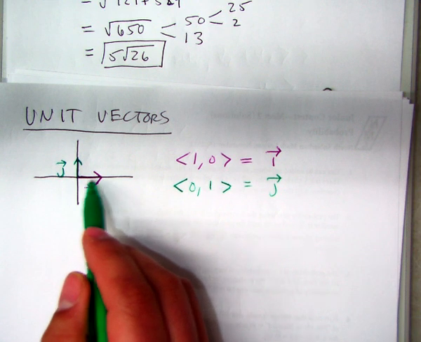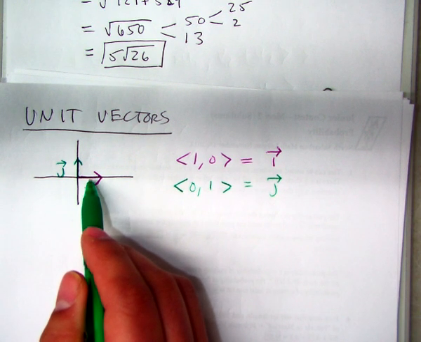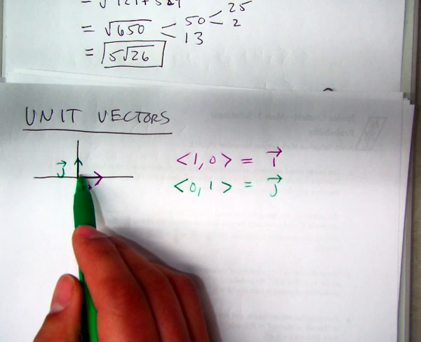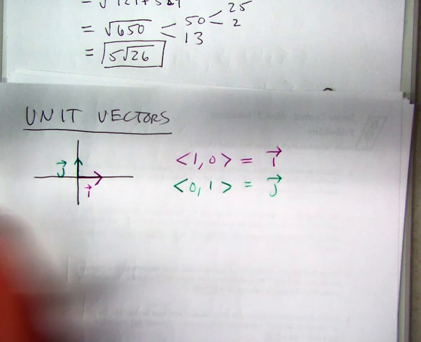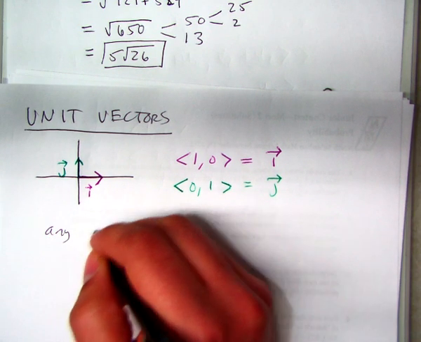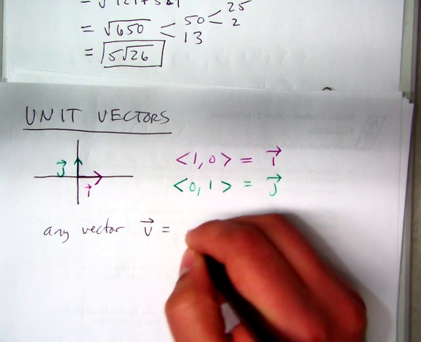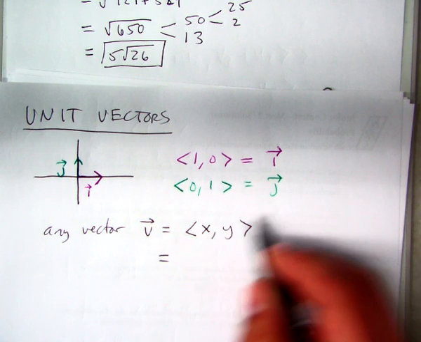Okay. So, i literally means we have one horizontal component and nothing else. j means we have one vertical component and nothing else. Okay? It's just common notation that you need to be comfortable with. Now, what this means then is that any vector, let's say v equals x comma y, can be split up or written in ij form.